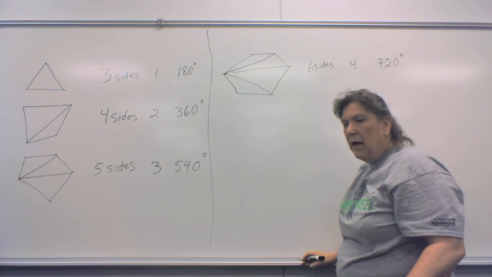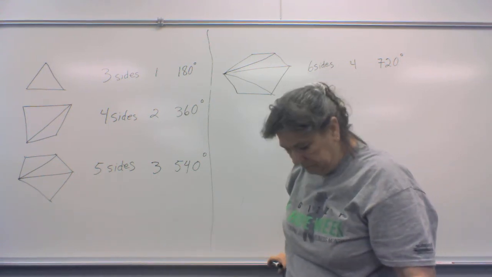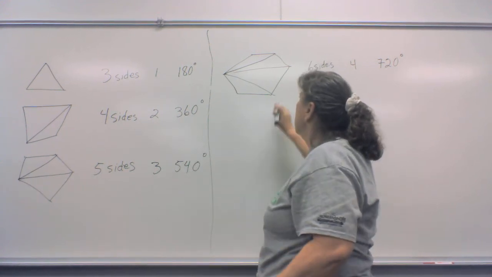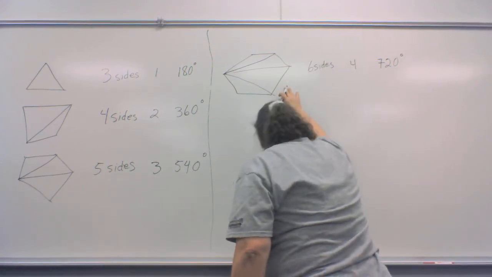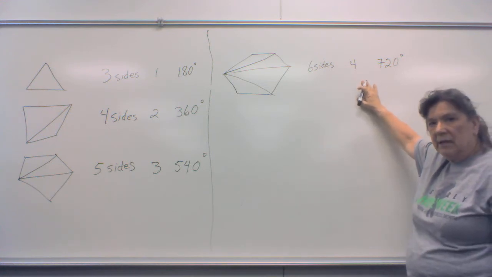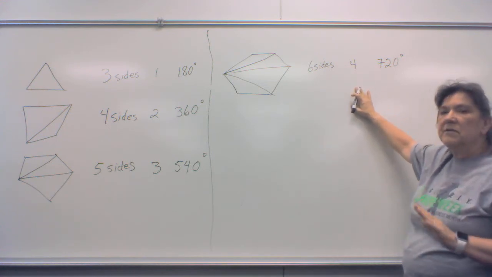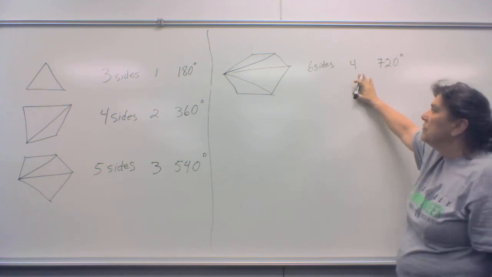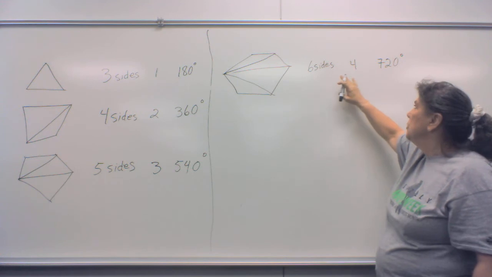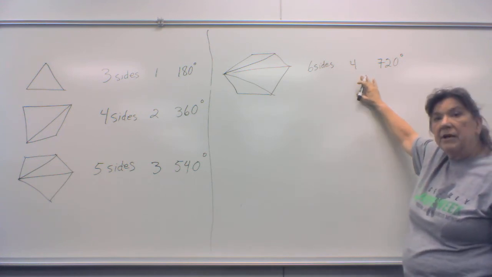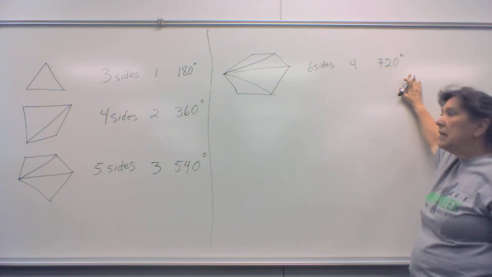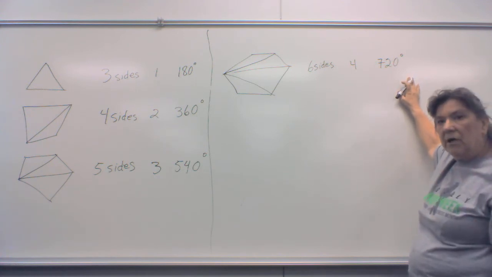Okay? Have you noticed a pattern yet? As you go through this, notice the relationship between the number of sides and the number of triangles. In every single one of the cases, the number of triangles is 2 less than the number of sides. And you always multiply the number of triangles times 180 to get your total degrees inside the polygon.